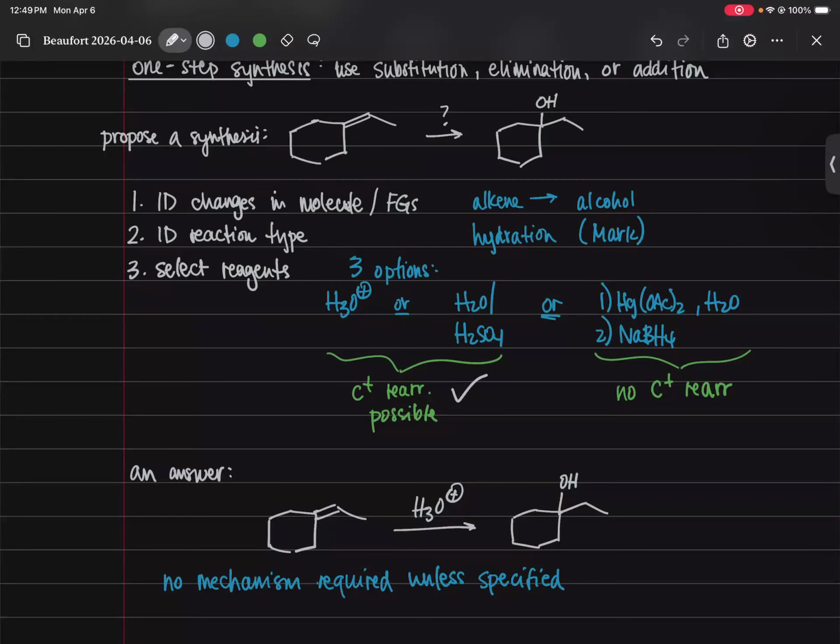So these are basically just what reagent do you need to turn one thing into another. Okay, and then sometimes you might have a case where it's a two-step reagent, but you know that the oxymercuration conditions are sort of one package that goes together. So we still call that one step.